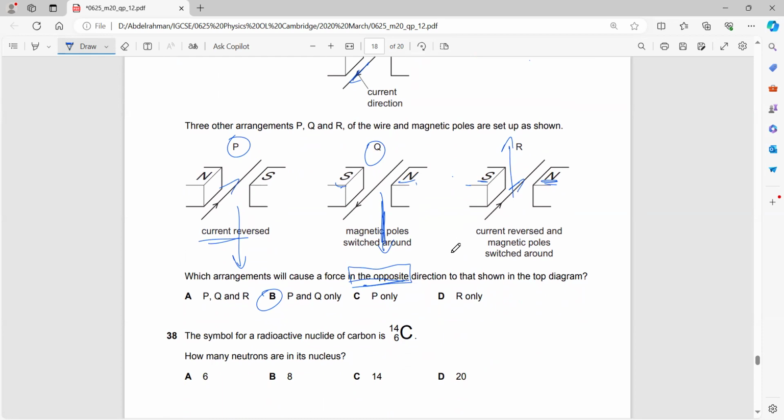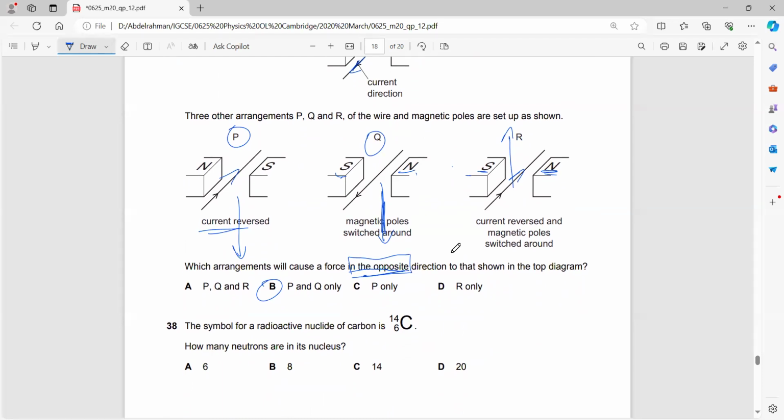How can I find the number of neutrons? 14 minus 6, 8. Number of neutrons, very easy.